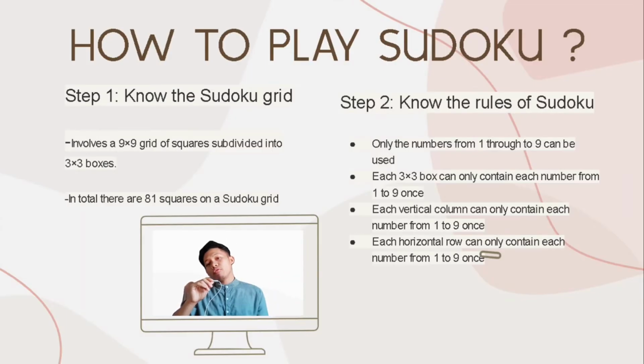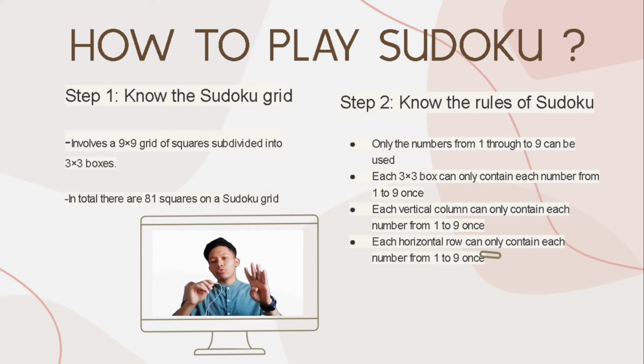Let me tell you how to play Sudoku. First step, know the Sudoku grid. Every Sudoku puzzle involves a 9 by 9 grid of squares subdivided into 3 by 3 boxes. In total, there are 81 squares on a Sudoku grid, and when the puzzle is complete, each square will contain exactly one number.